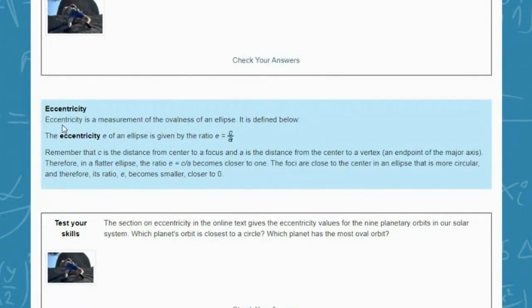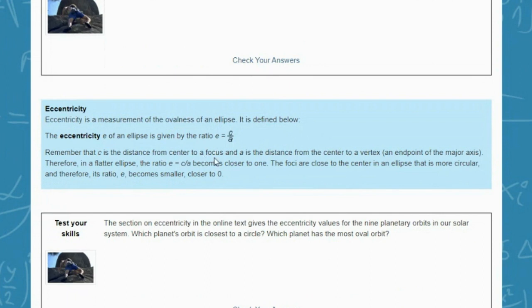One more thing to add to our vocabulary. Eccentricity. It's a measurement of the ovalness. How close to an oval is it? Interesting. It's the ratio e equals c over a. So the eccentricity is e equals c over a. I wrote that down in my notes. E equals c over a.